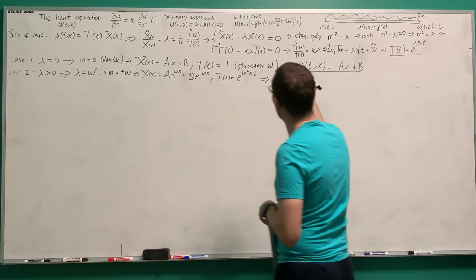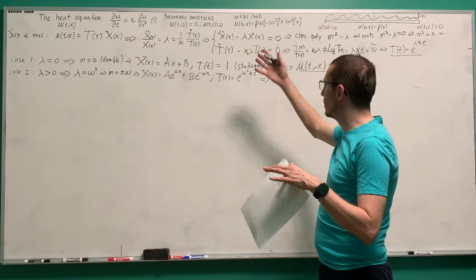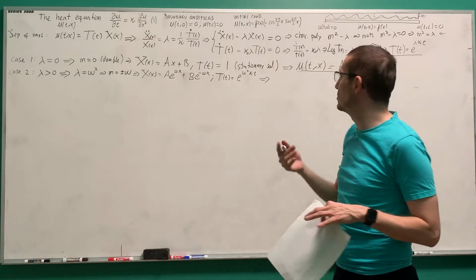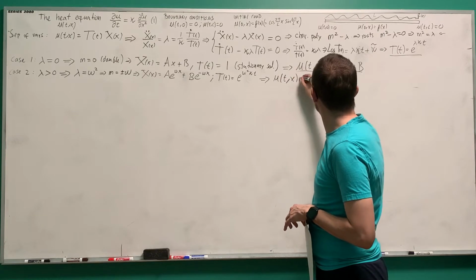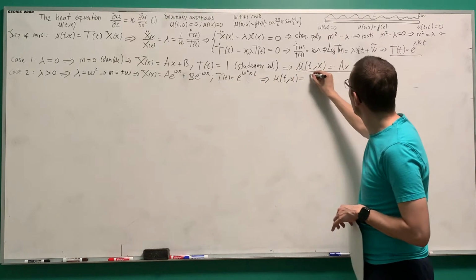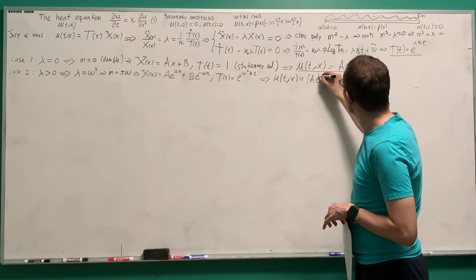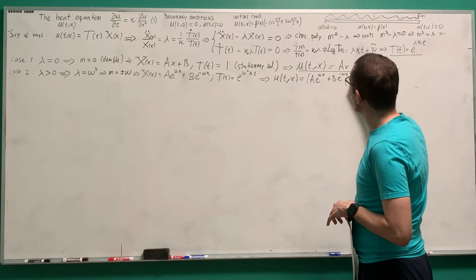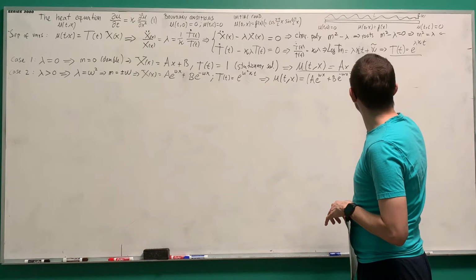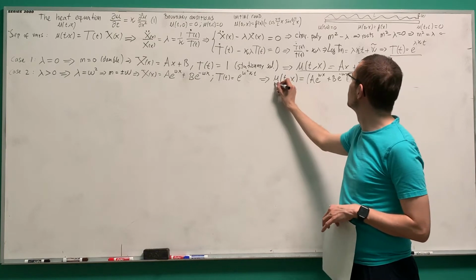And that means that the total solution to the equation, in this case, if lambda were larger than 0, would be u of t comma x equals, well, the two of them multiplied: a e to the omega x plus b e to the minus omega x, multiplying e to the omega squared kappa t. All right?